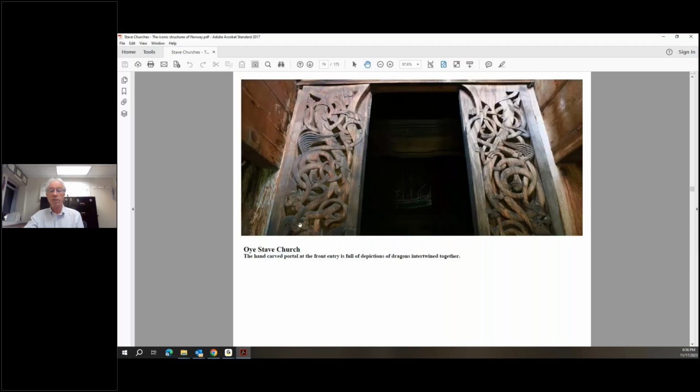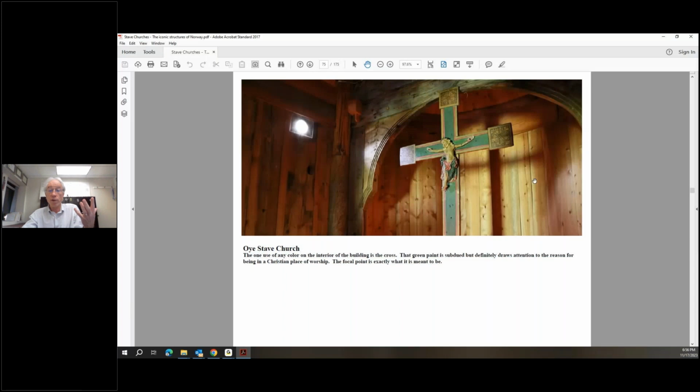Very cool representations of animals intertwined with one another, dragons biting into one another. And here's the cross. Here's that green that really stands out on the interior of this one, but very bare and just lets the structure speak for itself.